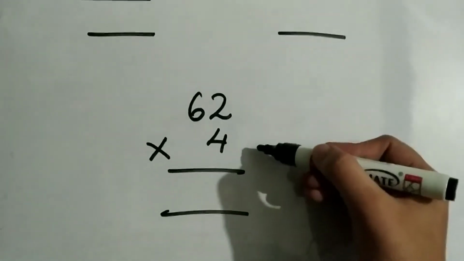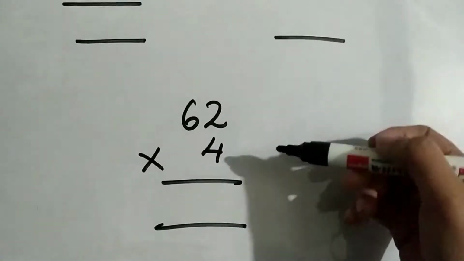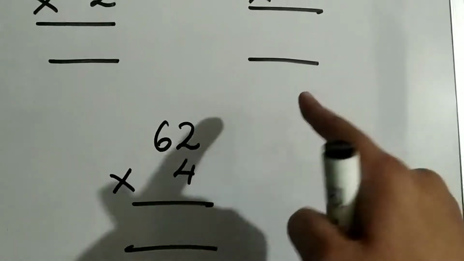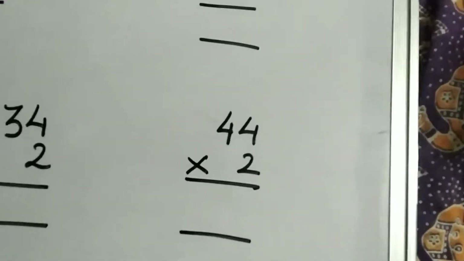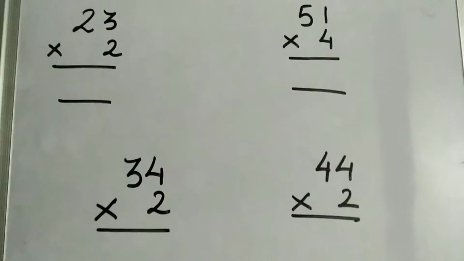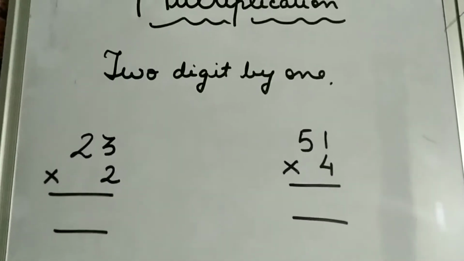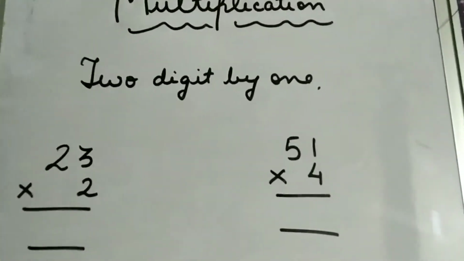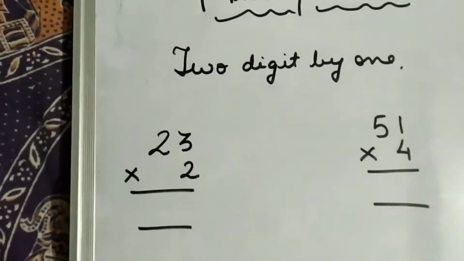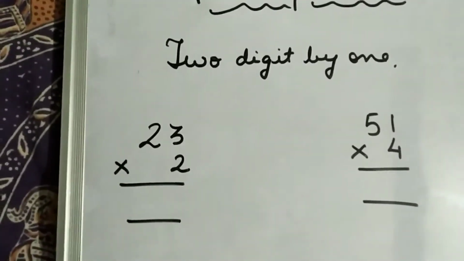See 62 into 4, again a 2 digit number, and at the bottom you can see that there is 1 digit. So I'm going to explain to you how we are going to solve these sums. These sums are basically 2 digit by 1 digit. So let's see how we are going to do it.